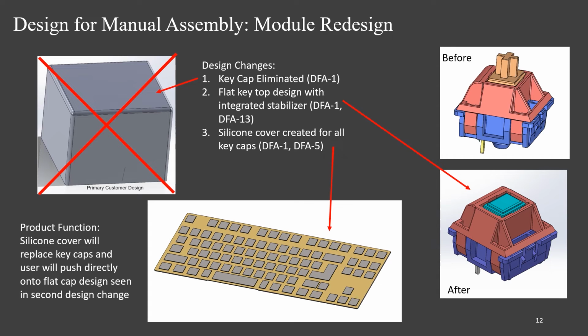Next, the team focused on redesigning the key module. The first key design change was eliminating the keycap from the key module. Additionally, the team decided to create an integrated stabilizer design, which eliminated another key part of the module. To replace the keycap, the team added a silicone cover for all keycaps. These three design changes eliminated two key parts from each of the key modules and only added one part for all 88 keys.